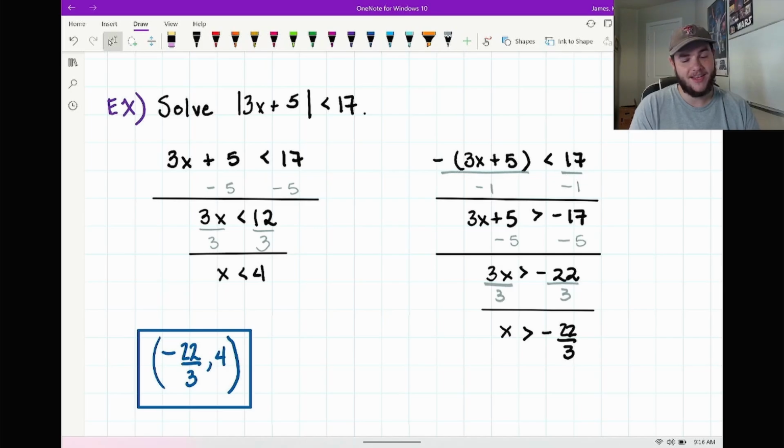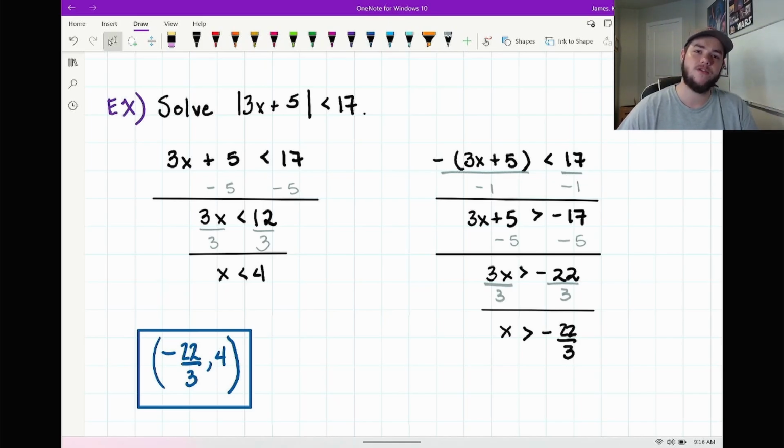The way that I got that answer was first by respecting the absolute value. I wrote one equation for the case that the thing in the absolute value is positive, that's the one on the left, and the other for the case that I have to change the sign, that's on the right. The left equation gave me that x should be less than 4, but the right equation gave me x should be greater than negative 22 over 3.